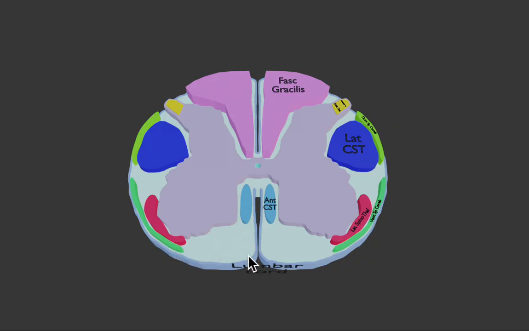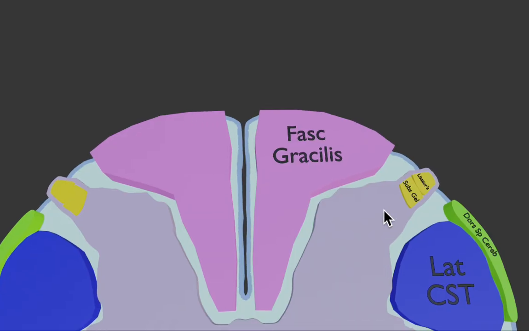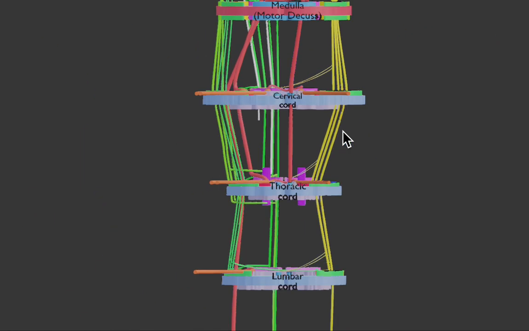The other extrapyramidal tracts are not shown here, just to keep the discussion simple. Just one additional feature, you can see that the tip of the gray matter is formed by the substantia gelatinosa.